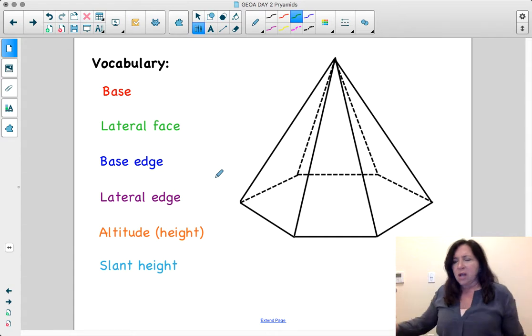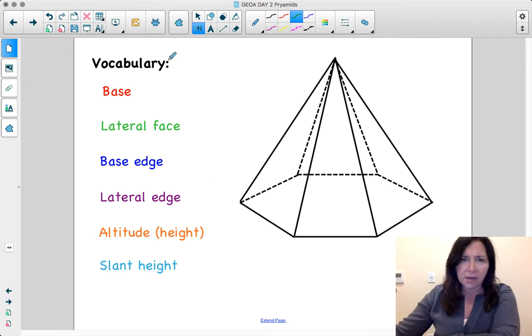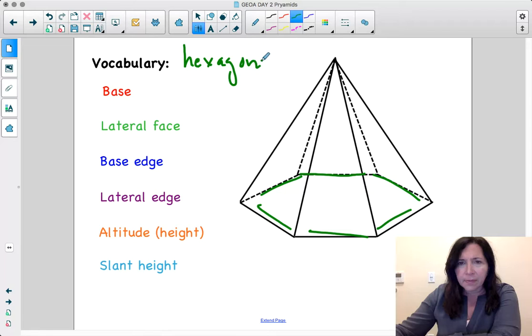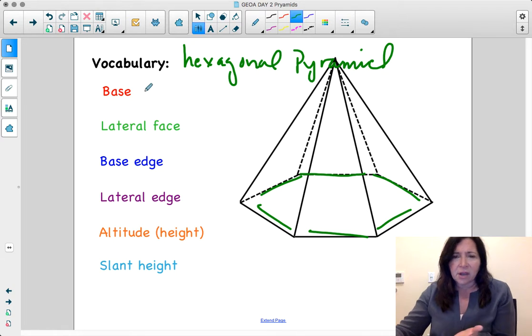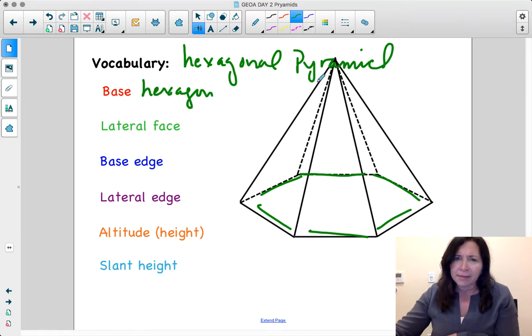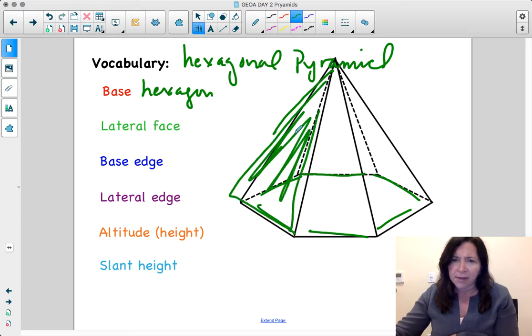Okay, so let's talk about the vocabulary for a pyramid. Look at the base: 1, 2, 3, 4, 5, 6. So that's going to be a hexagonal pyramid, because look at the base, it's a hexagon. My lateral face, which is this face out here, that's a lateral face. That's a triangle.